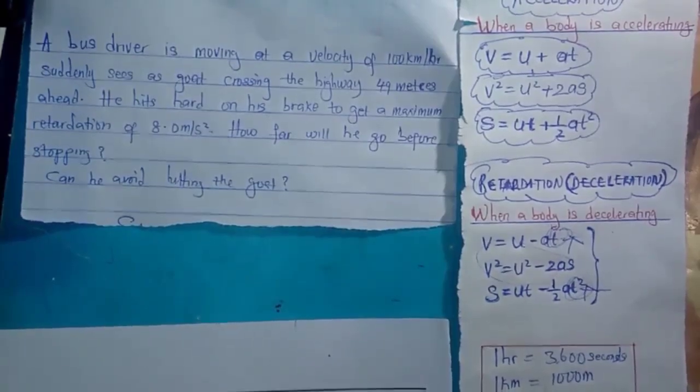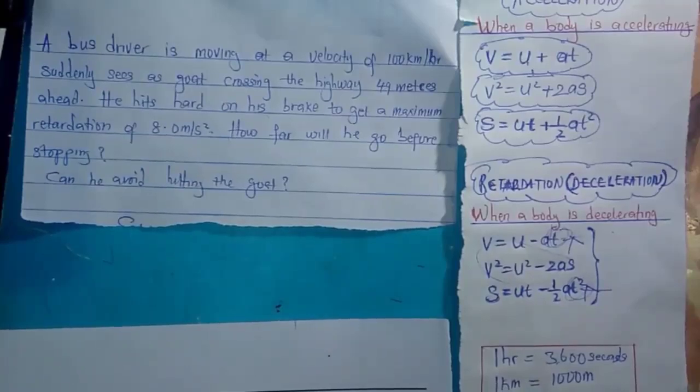A bus driver is moving at a velocity of 100 km per hour. Suddenly he sees a goat crossing the highway 49 meters ahead. He hits hard on his brake to get a maximum retardation of 8 meters per second square. How far will he go before stopping? And can he avoid eating the goat?